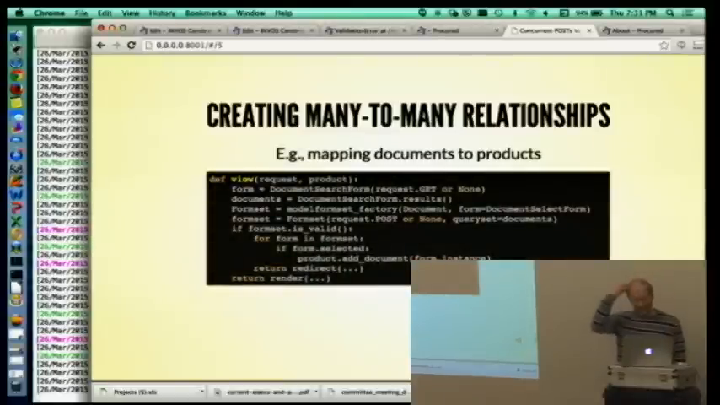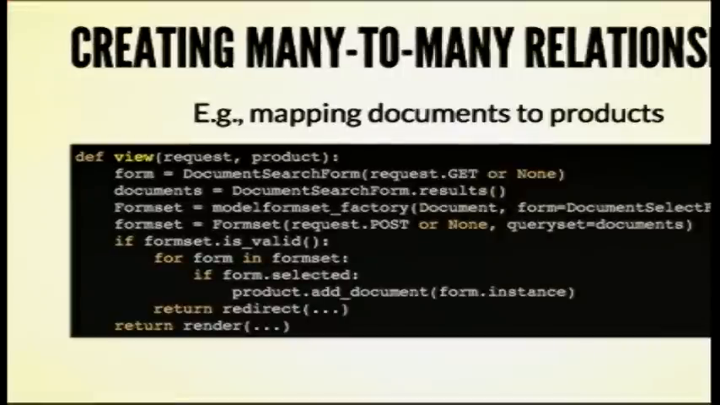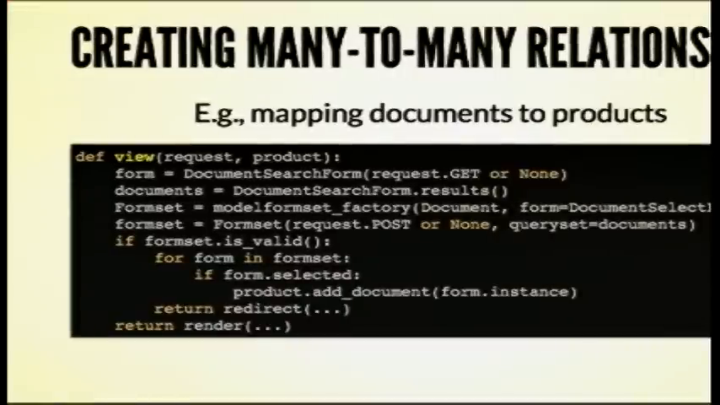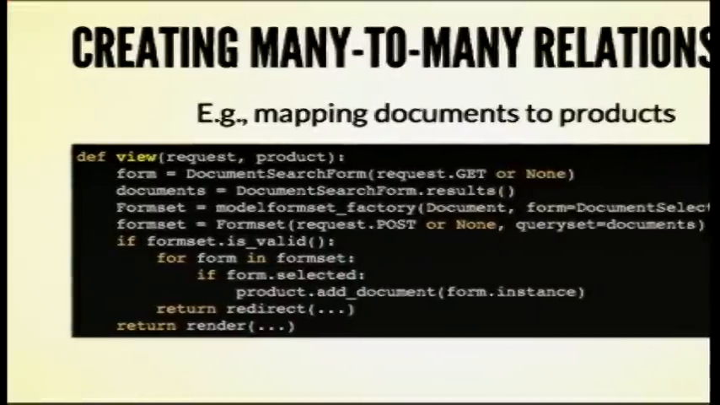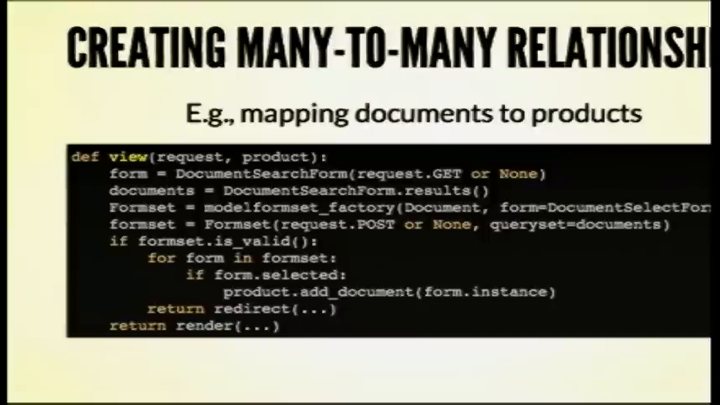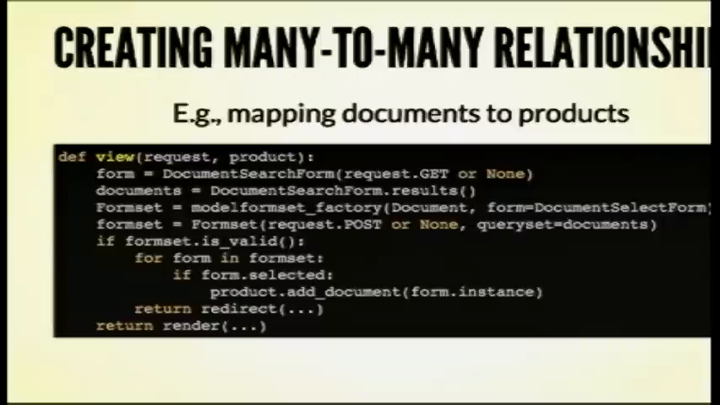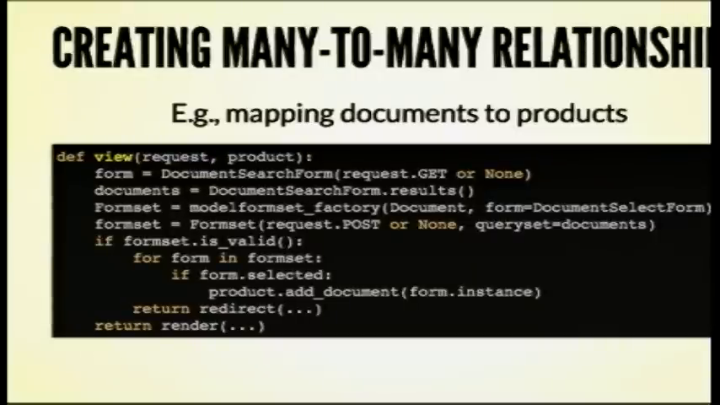And our view might look something like this. We have a form that allows us to find the literature. This is a document search form that's going to return some set of documents. We have, again, a model form set factory over these documents. In this case, we're going to specify a particular form that simply allows us to select the documents. We're going to build our form set, and then if it's valid, for each form that's selected, we're going to add that document to the product we have in our view.